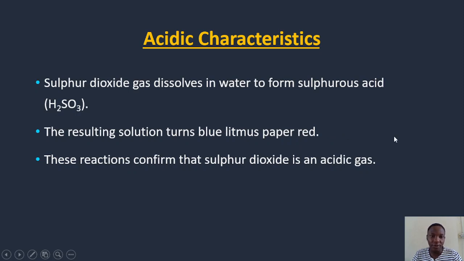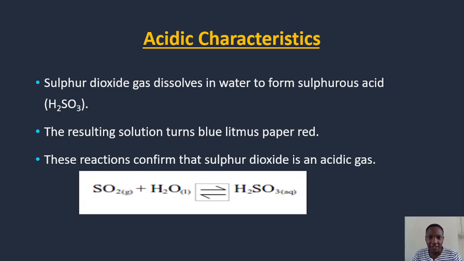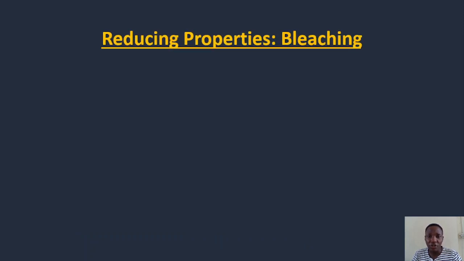So it confirms that sulfur dioxide is an acidic gas. So here's the reaction, how it occurs. Moving on, let's see the reducing properties.